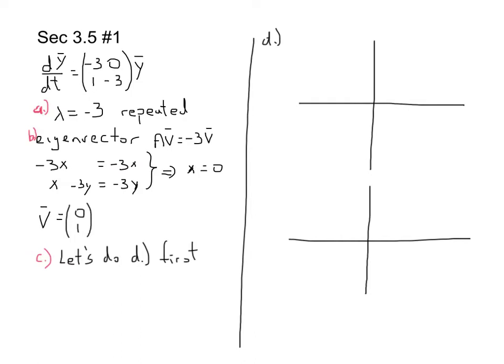But to draw the direction field is very difficult. We can do it once we have a phase diagram, and that's actually easier to draw. So we're going to start with that. Our eigenvector is 0, 1. That's pointing along the y-axis. That means any vector in the y direction is a possible eigenvector. This is our eigenvector direction.